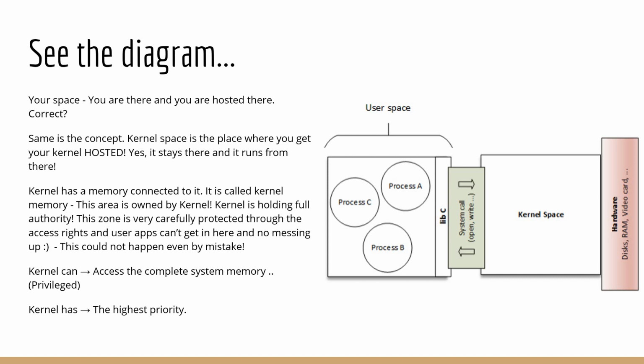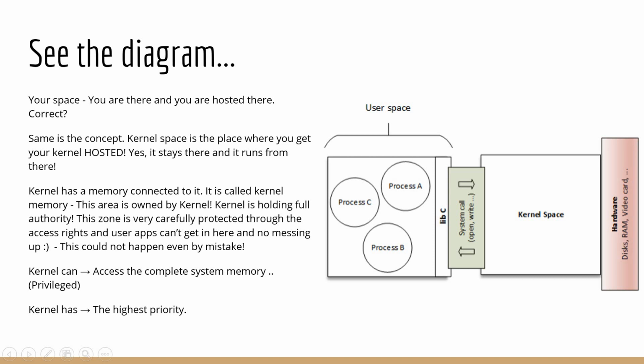You can see in the picture, I have kernel space and I have user space here. In the user space, I have the user processes running like process A, B, C, etc. They're all running here. And here the kernel space is available, and it has the next unit here, which is called hardware.